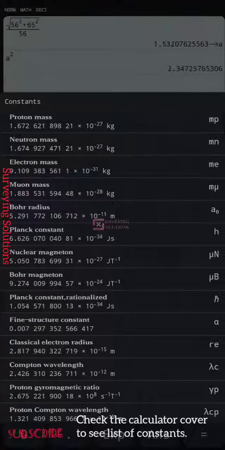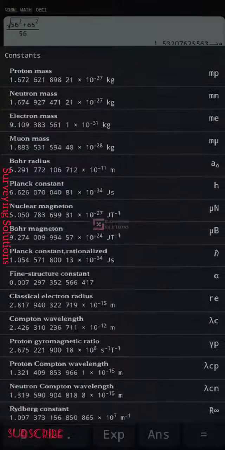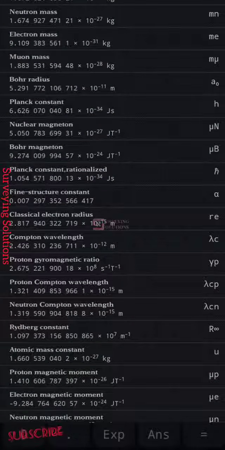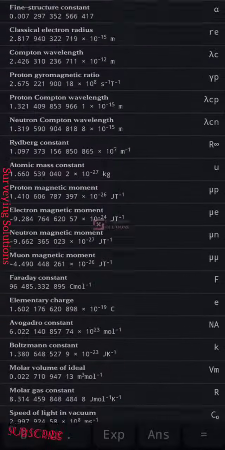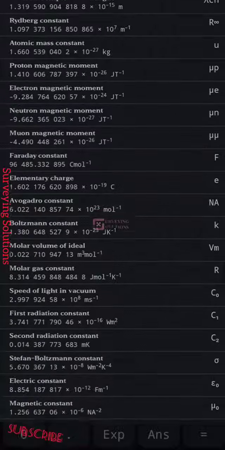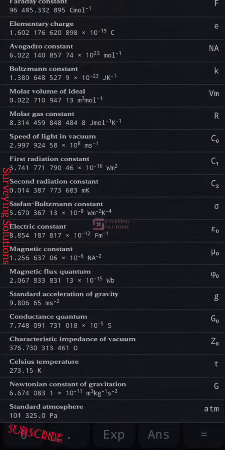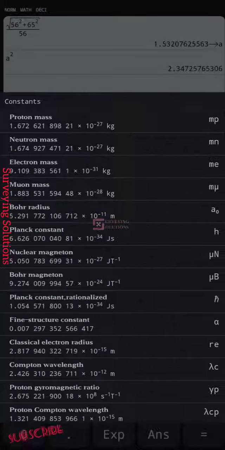If you're looking for proton mass, you can see there. If you're looking for neutron mass, you can see the electron mass, muon mass, Bohr radius, Planck constant, nuclear magneton, Bohr magneton, atomic mass constant, proton magnetic moment, elementary charge, Avogadro constant. So all of these are constants that are on the calculator.